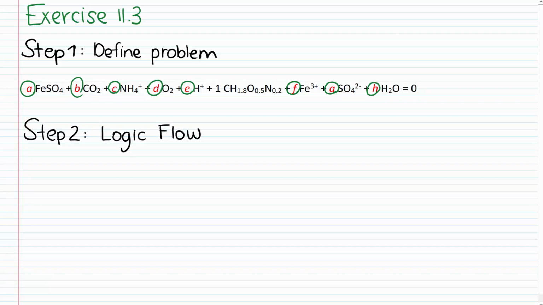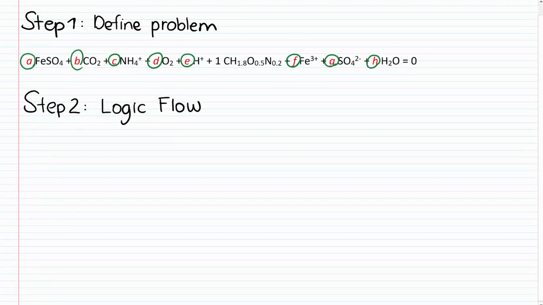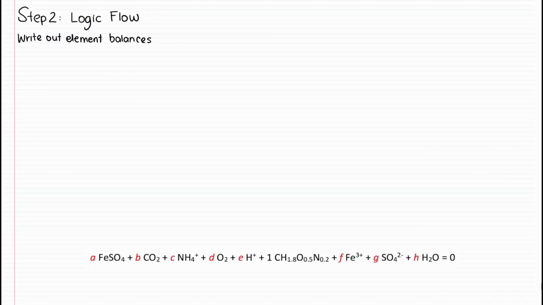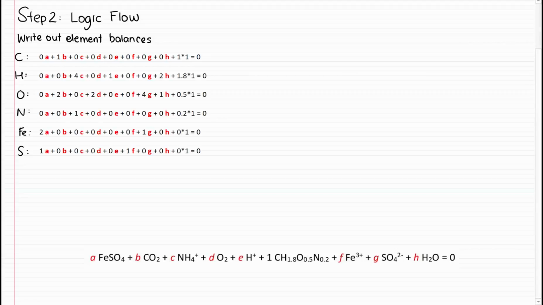How are we going to solve this assignment? We have 8 unknowns, thus we will need 8 equations to find all 8 stoichiometric coefficients. Let's first write out the element conservation equations. Let's start by writing out the carbon balance. Carbon only occurs in carbon dioxide and biomass, thus we put a 0 in front of the other coefficients. In the same way, we also write out the hydrogen, oxygen, nitrogen, sulfur and iron balances. And we can add the charge balance as well.